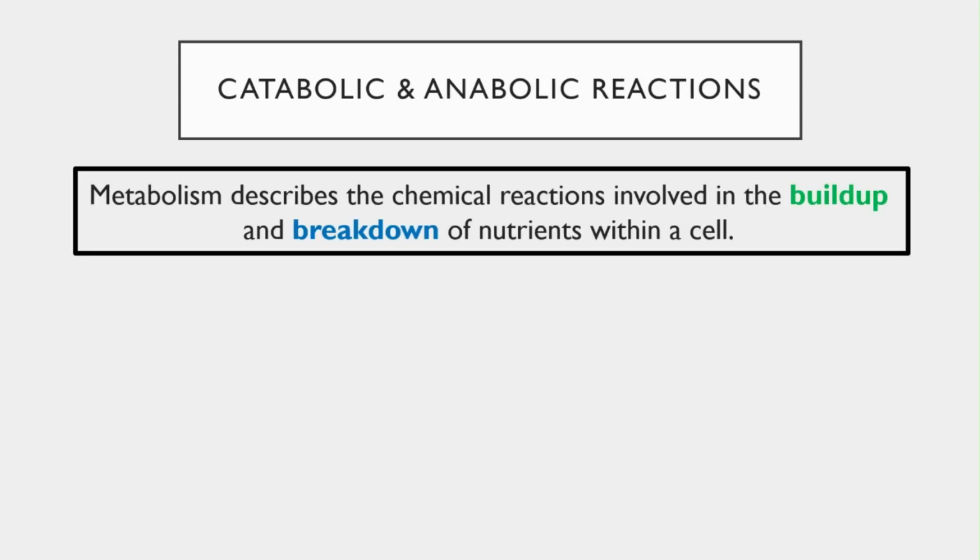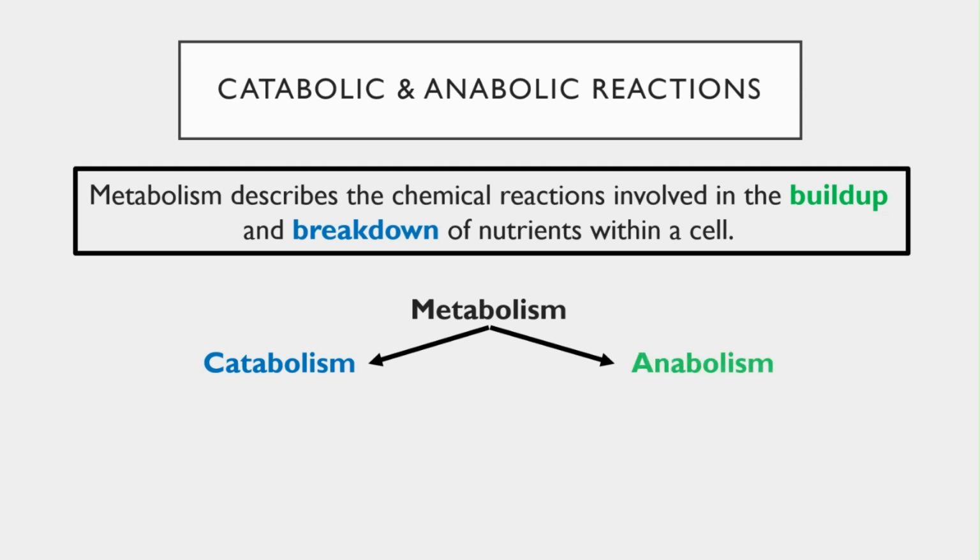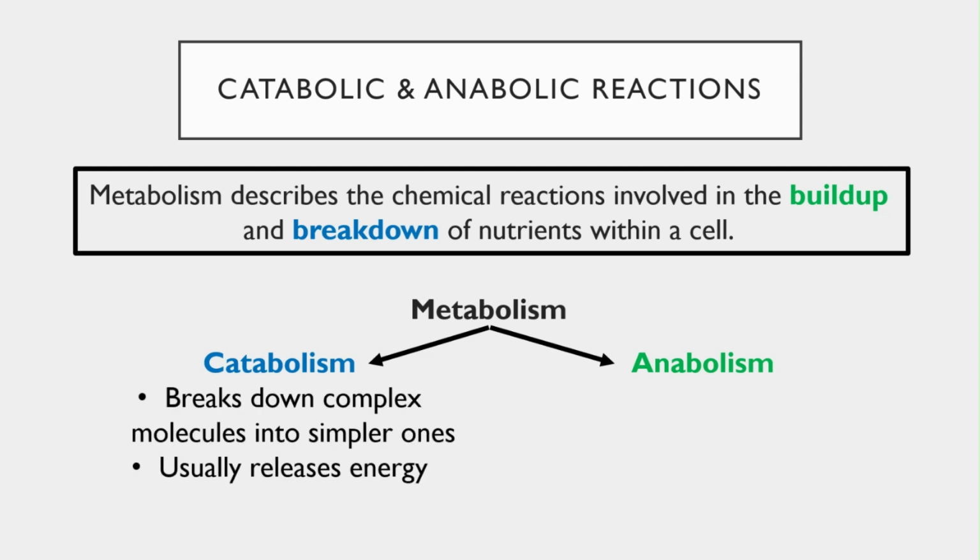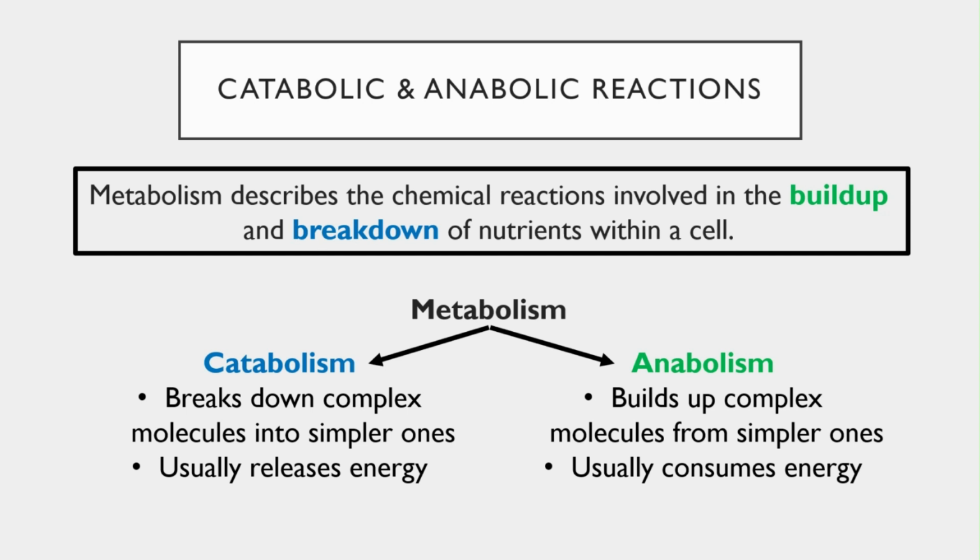Metabolism refers to the chemical reactions that are responsible for both building up and breaking down nutrients within cells, and it is made of two components: catabolism, which is the process that breaks down complex molecules into simpler ones that usually releases energy. On the other hand, anabolism builds up complex molecules from simpler ones and typically requires energy consumption.